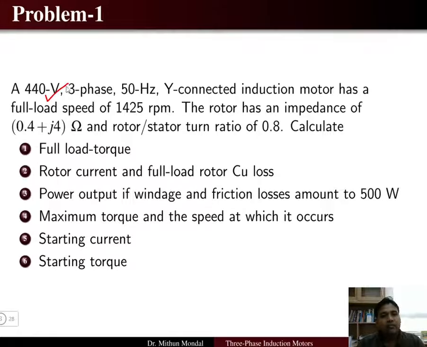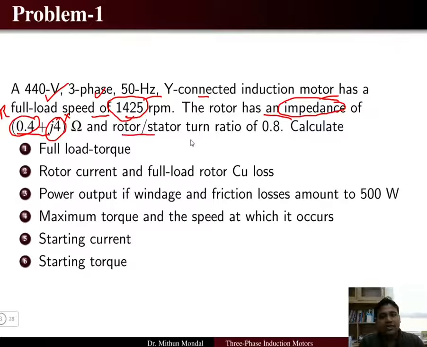If a 440 volt three-phase 50 hertz star connected induction motor has a full load speed of 1425 rpm, the speed of the rotor at the full load condition is 1425. The rotor has an impedance of 0.4 plus j4. So here we have been given the impedance. It means the real part is basically the resistance and the imaginary part is basically the reactance.